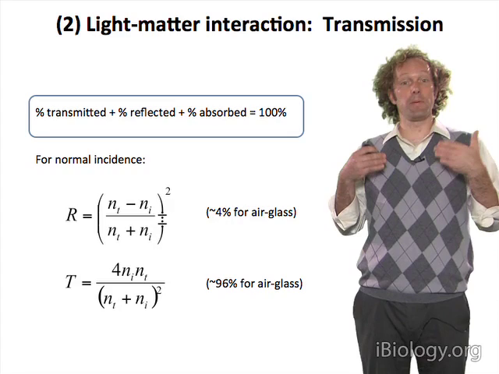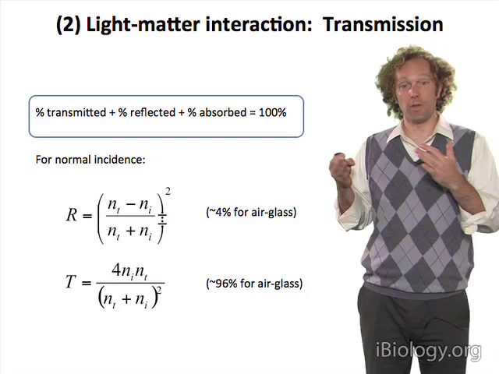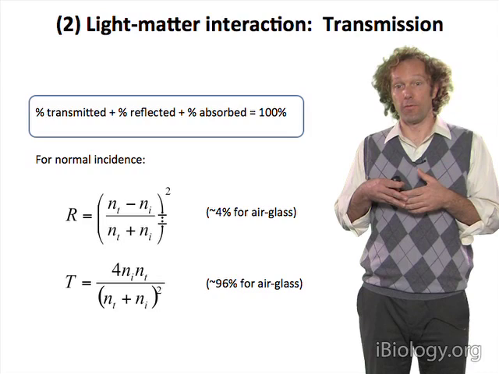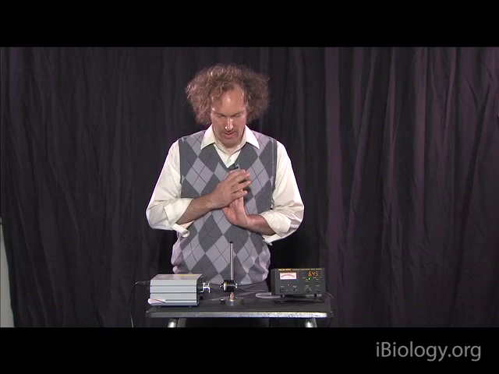And the rest will be transmitted, assuming that there's no absorption. So we're going to take a moment and do a quick demo about how this manifests itself for a couple different materials, using a light source and a detector to measure how much intensity is passing through them. With this demo, I want to introduce some concepts about light-matter interaction, and specifically the effect of wavelength. So we'll start with a nice clear piece of quartz.